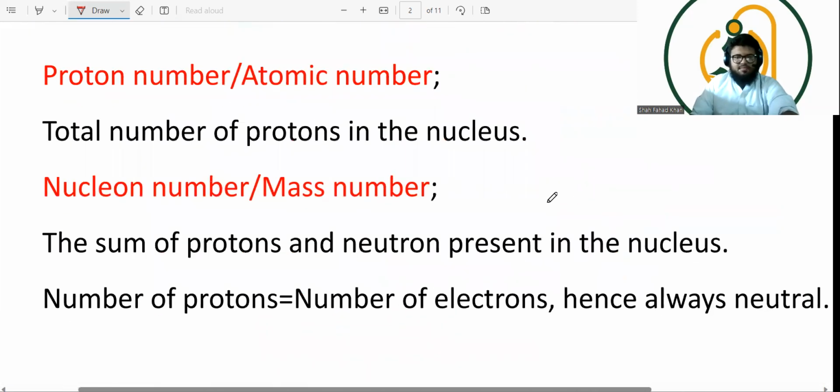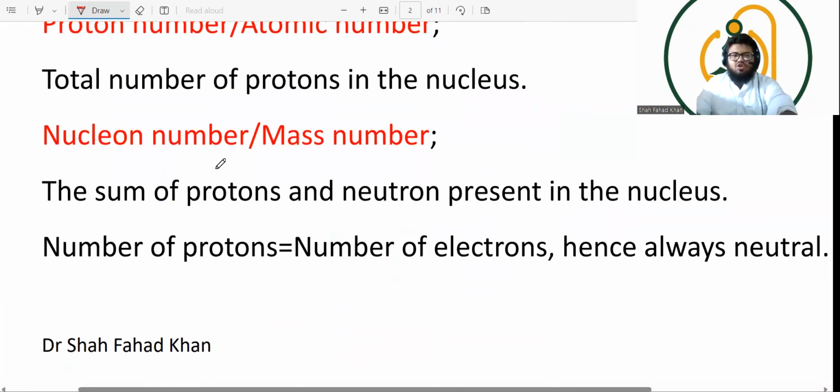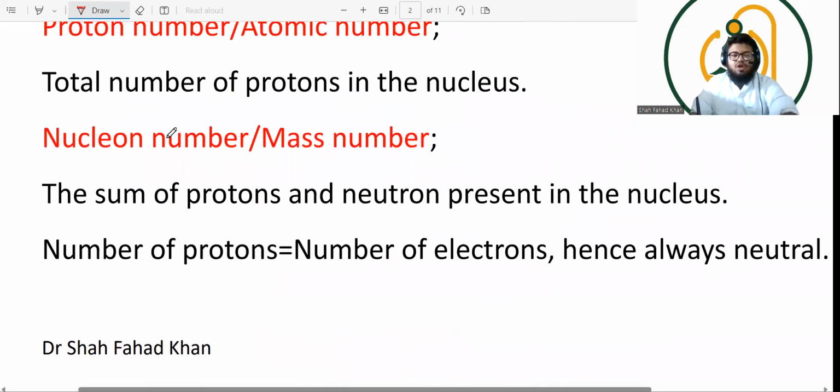Now let's define proton number. Proton number is also called atomic number, and as the name suggests, it's simply the total number of protons in the nucleus of an atom. What about nucleon number or mass number? Nucleon number or mass number is actually the sum of both protons and neutrons in the nucleus, because you know that the mass of the atom is dependent upon the nucleus of the atom, because that contains a number of protons and neutrons. Electrons do not significantly add towards the mass, so they are ignored in most of the cases.